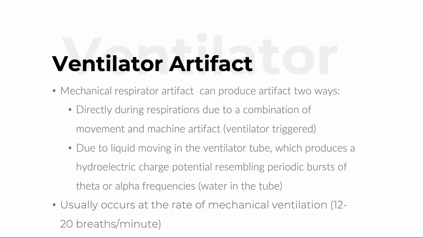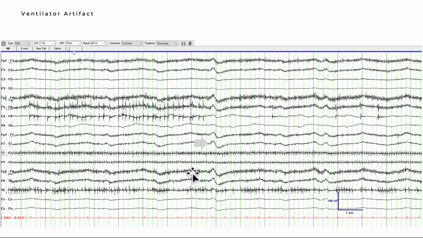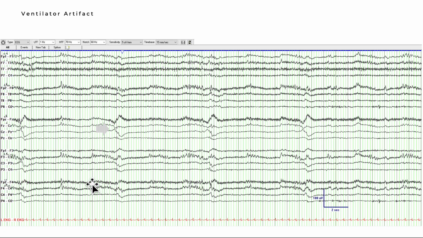Ventilator artifact is a common source of external artifact. A mechanical ventilator or respirator can produce artifact in two really distinct ways. One is direct respirations with a combination of the machine and movement, and then also due to liquid in the ventilator tube. If you suspect it, you want to check that it should be occurring at about 12 to 20 breaths per minute, because that's typically how fast people are breathing on a ventilator. So you see this artifact every so often here, every 3 seconds or so, and this is a mechanical ventilator artifact. Very common in the ICU setting.